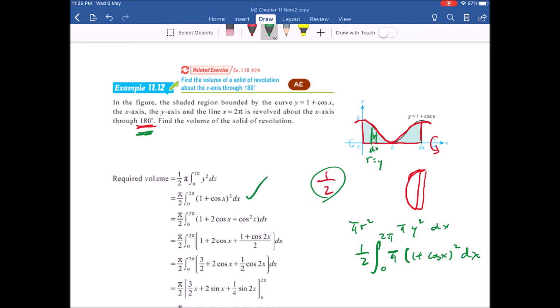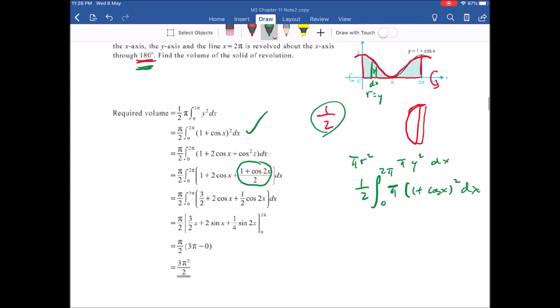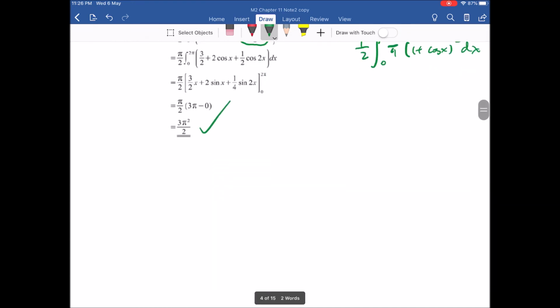So I got this. I don't know whether you can find the answer, because you have to change this one. The cosine squared has to change to the double angle, 1 plus cosine 2x over 2. That's why I always ask you to do better in definite integrals. And then this is the answer.